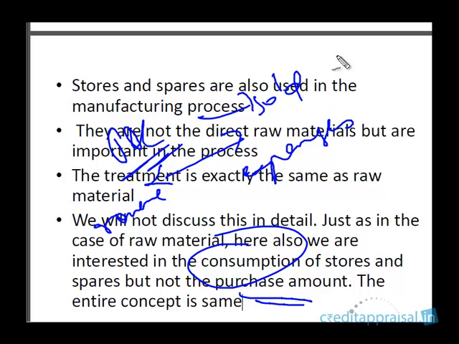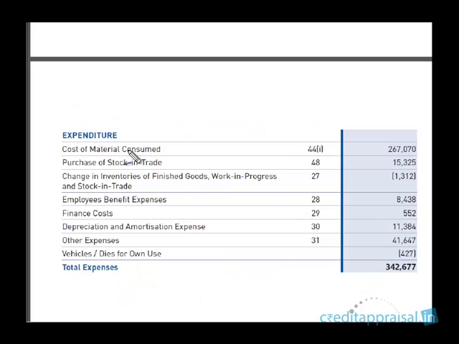The other stores and spares which were used in the production process, but whose materials could not be sold, will not be put in the P&L. They will be shown in the balance sheet, and in the next year's P&L account they will be shown under the relevant expenses. So we are taking the example of Maruti Suzuki.